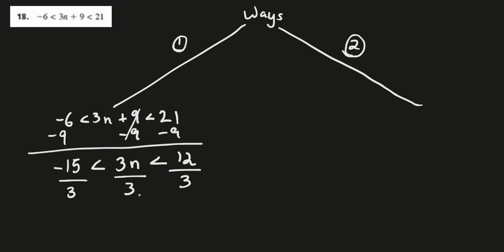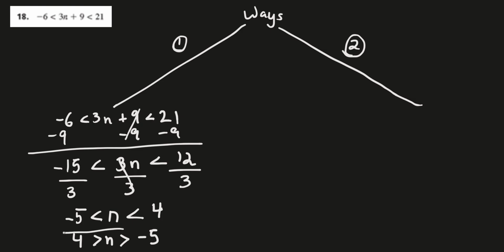You're not dividing by a negative number, so you don't have to flip the signs, although you would have to if you were dividing by a negative number. This would be negative 5 is less than n is less than 12 divided by 3, which is 4. This would be your answer. If you wanted to put the greatest number first, that would just be 4 is greater than n, or n is less than 4, and then n is greater than negative 5.